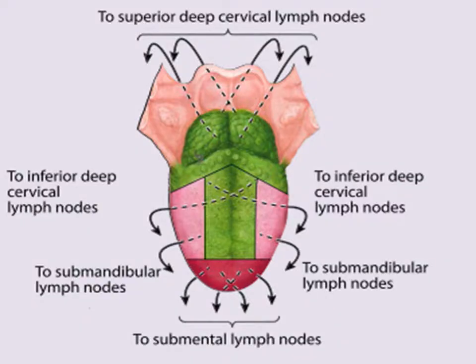Lymphatic drainage from the tip bilaterally to the submental lymph nodes, from the dorsum unilaterally to the submandibular lymph nodes, then behind the sulcus terminalis, including the circumvallate papilla area, to the superior deep cervical lymph nodes.